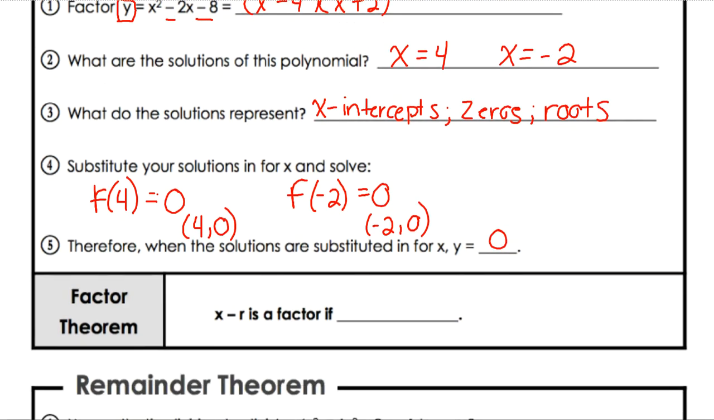So if x minus r is a factor, and that could be any factor that we had, x minus 4, we had x plus 2, x minus r is just an example, then the function with r substituted in has to equal 0. So if we substitute a number in and we get out a 0, we know that x minus that number is a factor. So that's one way to check to see if something's a factor without actually having to factor the polynomial.